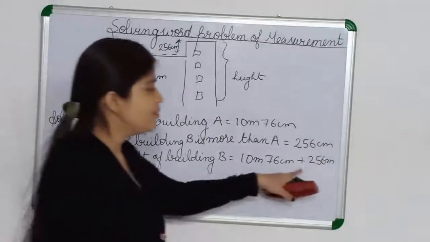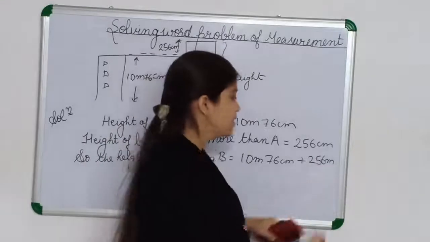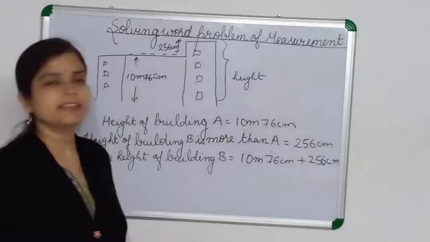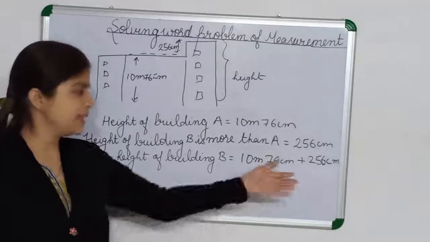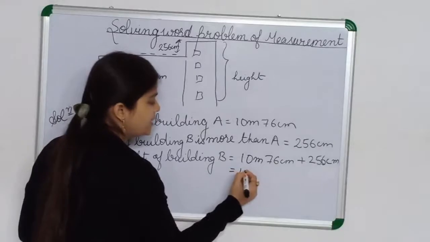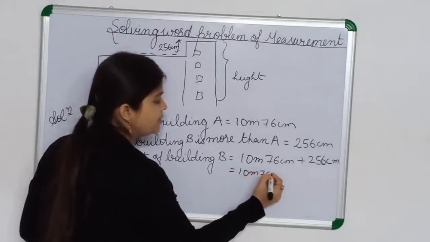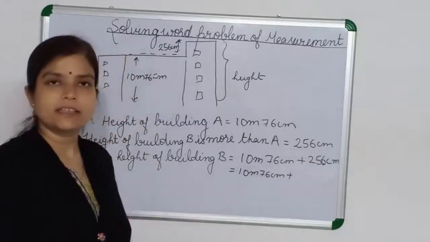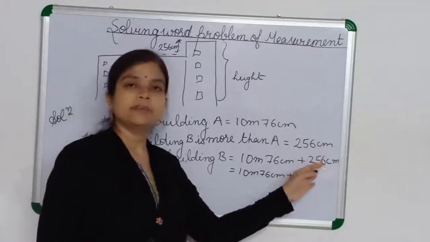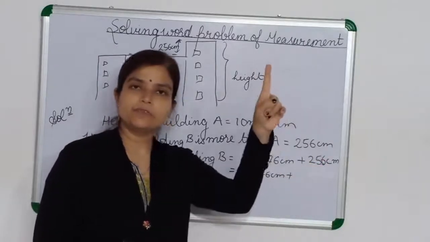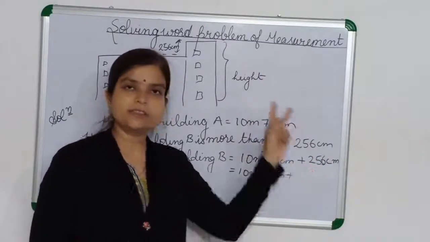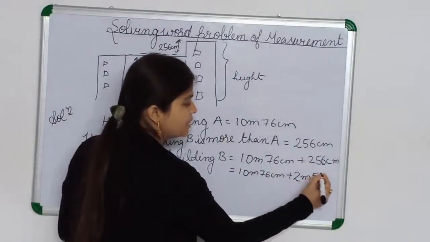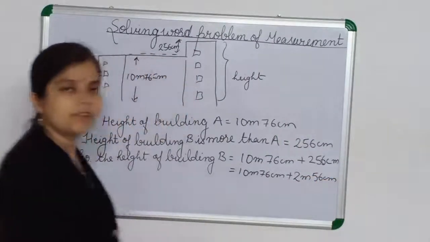Now children, this 256 centimeter we can also write in meter and centimeter, because we know that 100 centimeter is equal to 1 meter. So we can divide it like that. It will be 10 meter 76 centimeter plus how many meter? 2 meter, because 100 centimeter will convert into 1 meter. Here this is 200 centimeter, so it will convert into 2 meter. So this is 2 meter 56 centimeter. The conversion we have already done.